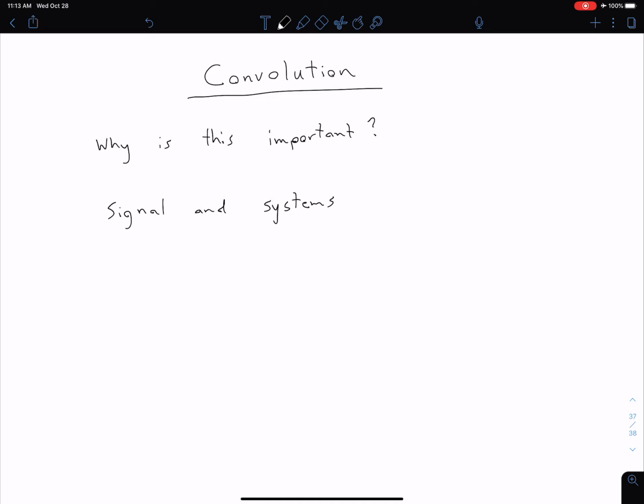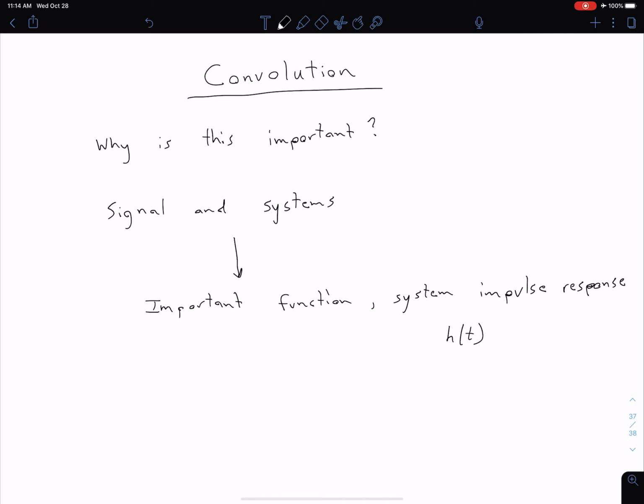We don't have a lot of time to go into all of that, but as a quick overview, we can say in this area of signals and systems, we have this important function called our system impulse response. Typically this system impulse response is going to be denoted as h of t, lowercase h of t.